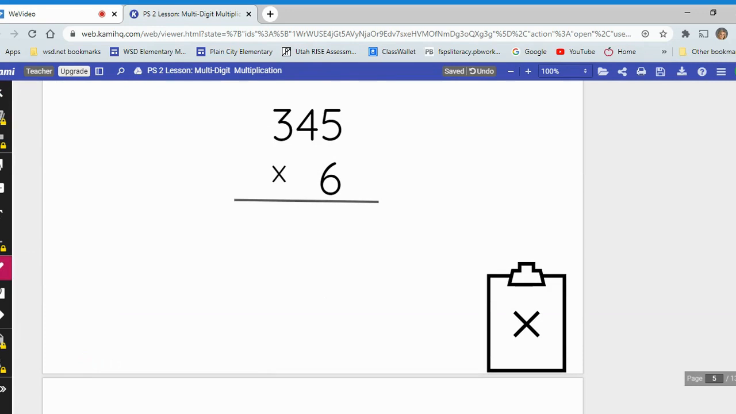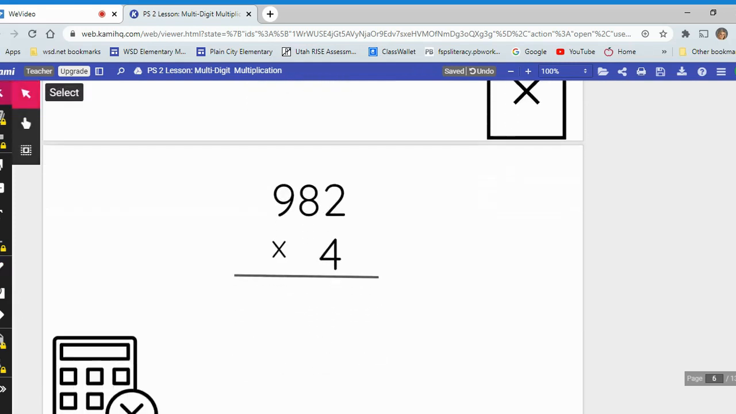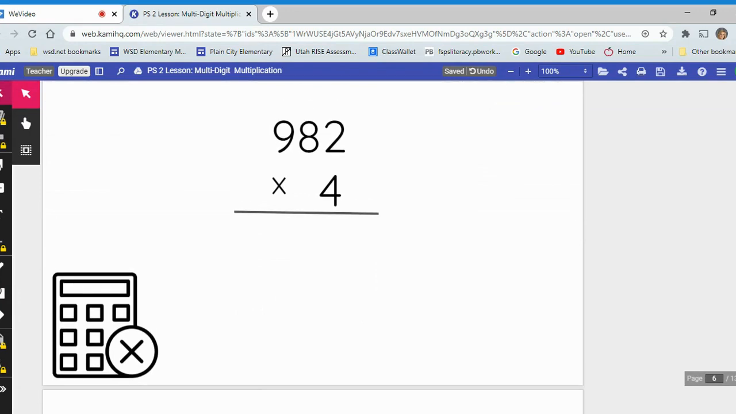Okay, here we go. 6 times 5 is 30. 6 times 4 is 24. Plus 3 is 27. 6 times 3 is 18. Plus that 2 is 20. We put our comma in. So we should have 2,070. Hopefully that is what you got. Okay, again, try this one and press play when you are ready.